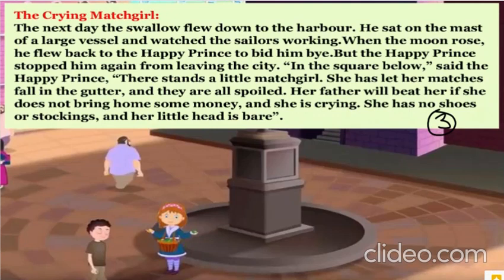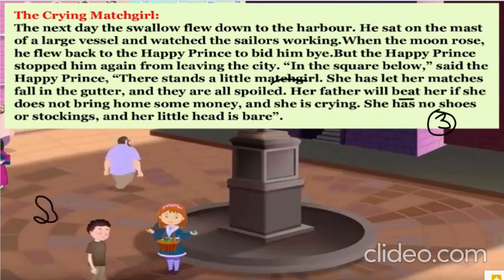Why this time? This time the Happy Prince said that now in the square below I can see that there is a poor match girl. A match girl is one who sells matchsticks. What happened is that, by mistake, her matches fell in the gutter and they're all spoiled. Now, if she gets no money, her father will beat her. Okay, so that is why she's crying and weeping. She has no shoes or stockings, and her little head is bare.